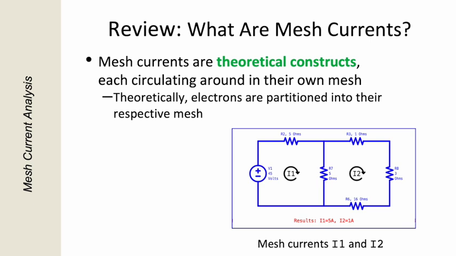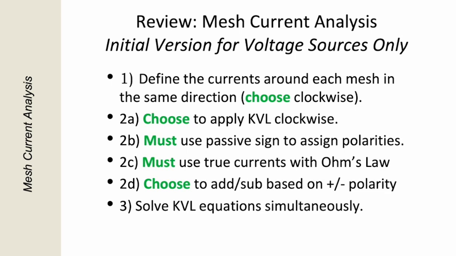Now, what are those mesh currents? Well, remember, they are theoretical constructs. They are defined to be each circulating around their own mesh. Here we have I1 defined to be clockwise and circulating strictly in the clockwise mesh. I2 in the left mesh. I2 strictly in the right mesh, as if the electrons were partitioned out into their respective meshes. Okay, this is an initial version of the technique that works for voltage sources only.